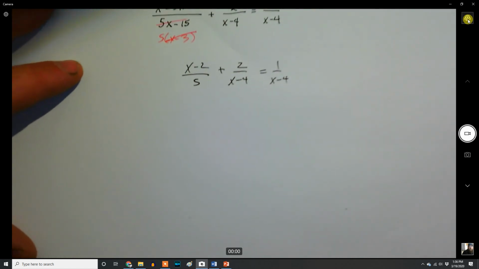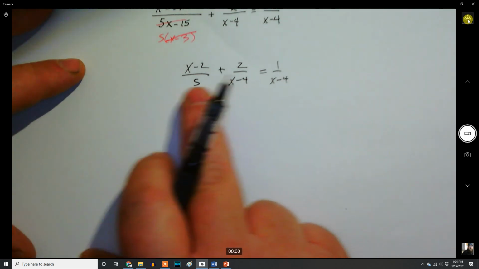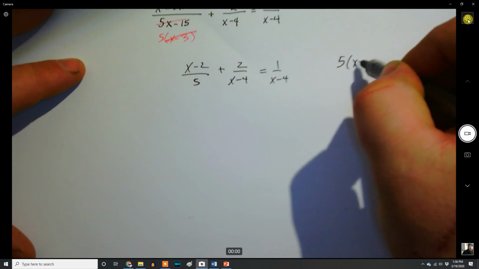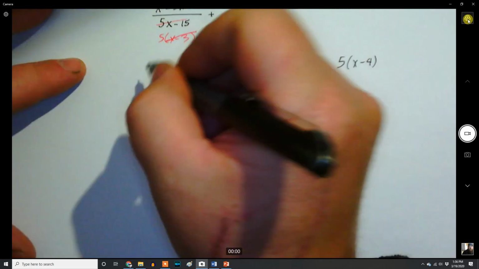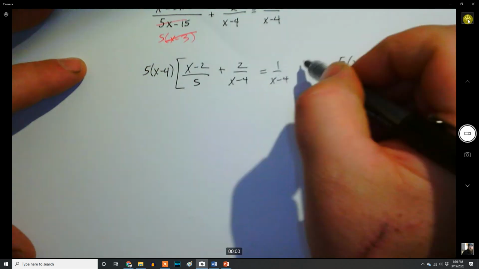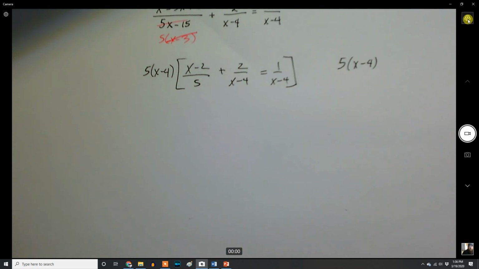Look at that. Anyway, we have to find the LCM of all of the denominators. So I have a 5 and I have x minus 4. So I think the LCM is going to be 5 times x minus 4. So here's what we're going to do. We're going to multiply all terms on both sides of the equal sign by that. We're going to reduce, see what happens.